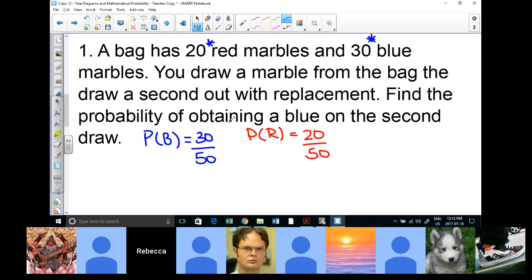Now, find the probability of obtaining a blue on the second draw. What do you think it is? Just to reiterate, I take the marble out of the bag, I put it back in the bag, and now I want to know the probability of me getting a blue. It's 30 over 50 because I haven't taken a marble out, I haven't done anything to the bag. So the second step is independent of the first, because that first step does not influence what I'm going to do on the second step at all. It didn't matter if I got a blue or red on the first step. My probability didn't change. So the first step and the second step are independent of each other.